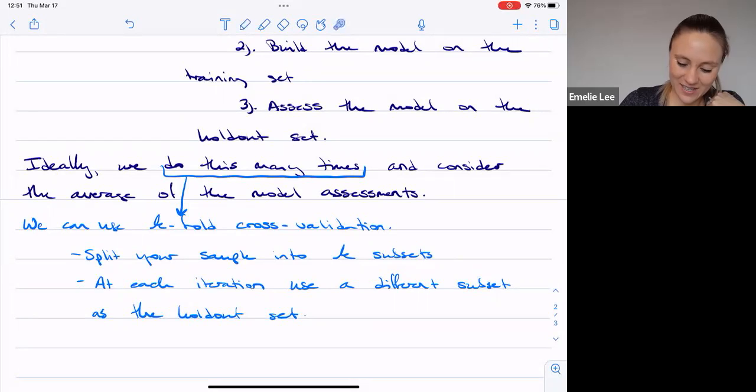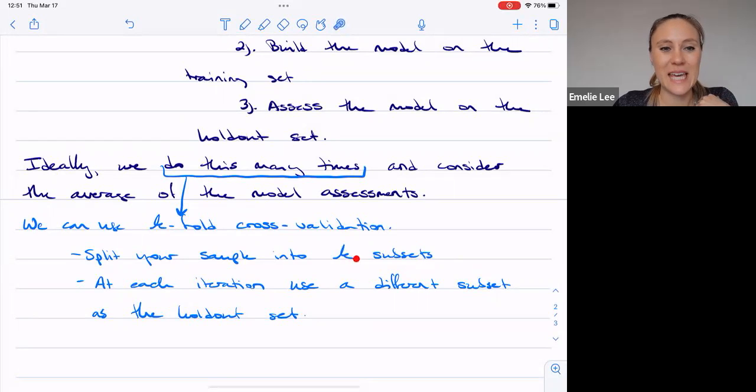In this case, the k is just a placeholder. It's just a variable, so you can do 3 subsets. That would be a 3-fold cross-validation. So it's just the number of subsets.